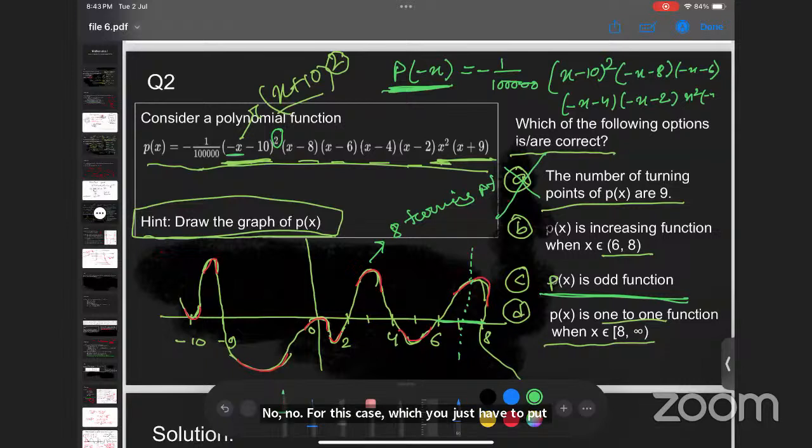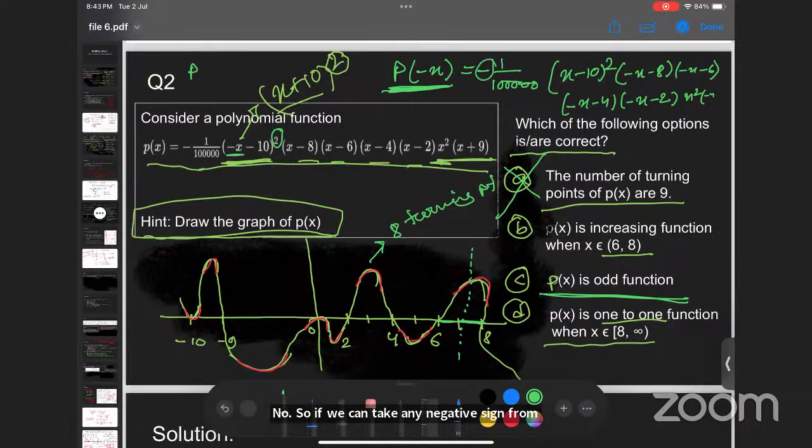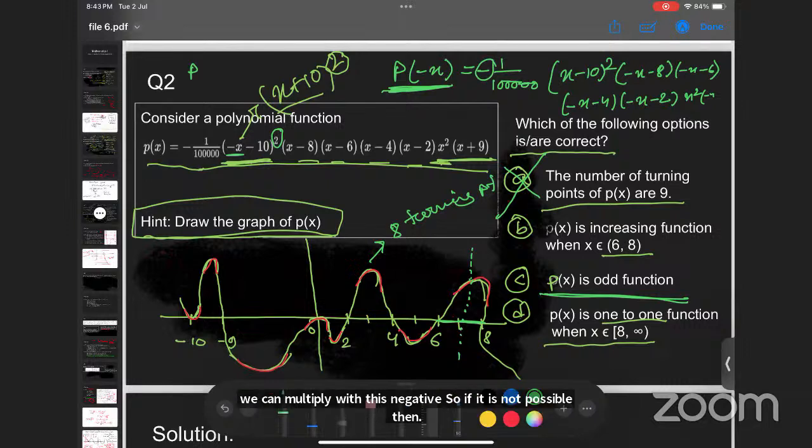What she's asking is whether the coefficient matters for end behavior. It doesn't matter because here we don't have any kind of x. If we can take any negative sign from here, then we can multiply with this negative sign and it will be positive. If it is not possible, then this is not the case.